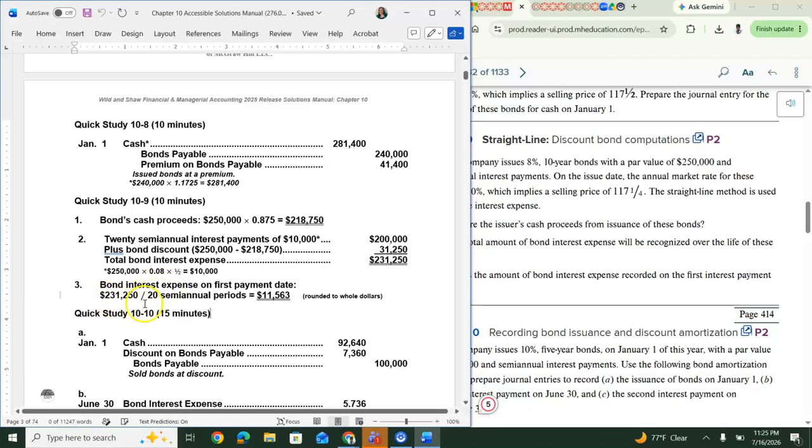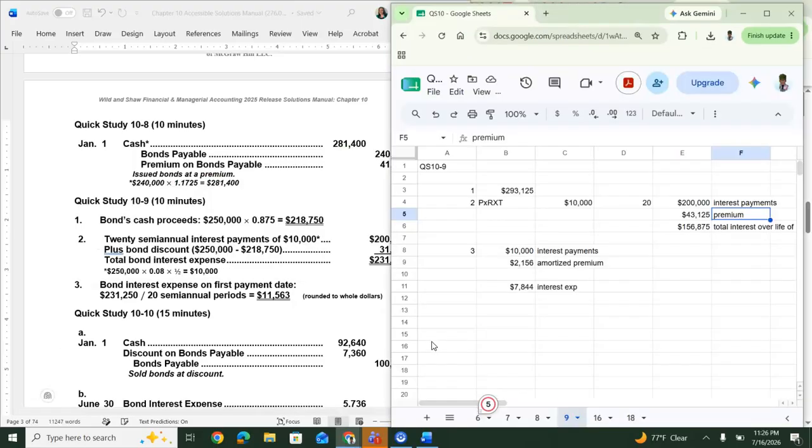You're basically taking the full 231,250 and dividing it by 20. Another way you can do that is you already know that the payment for one period is 10,000, and because the discount is 31,250, if you divide that by 20, that would give you the $1,563 that's added to the 10,000, and you still should get the adjusted answer of 11,563. Okay, and again, I showed you the other option based on what the number was given, which was actually a typo.